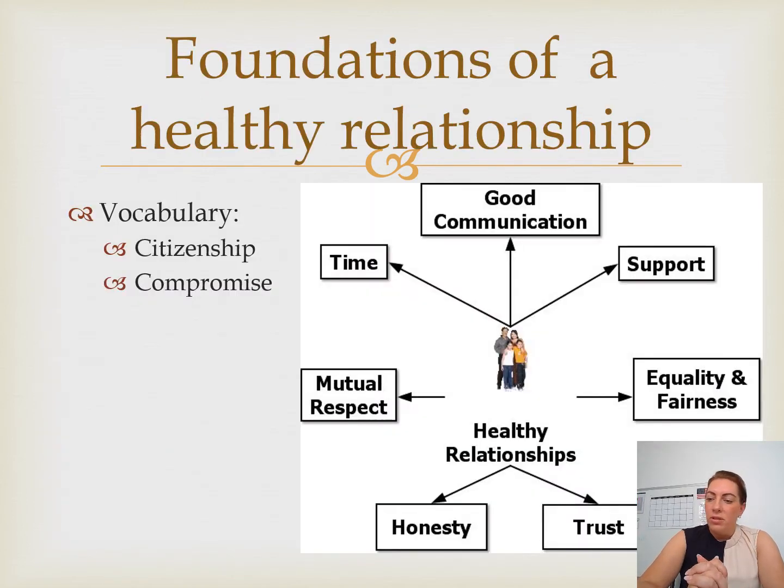So let's go into foundations of a healthy relationship. So being a citizen is someone that is within the community. What's your role? How do you function within your community? Compromising. So compromising is when there's a disagreement or a conflict within your relationship. What is something you can both agree on that may not be one side or the other, but it's somewhere in the middle where you guys both can come up with a great middle of the road solution.